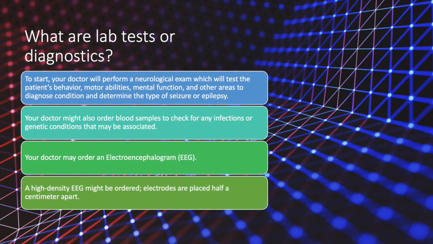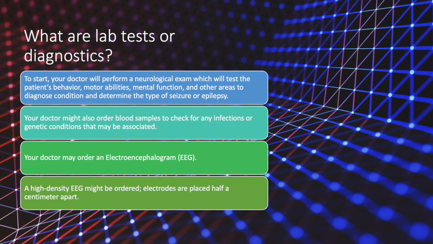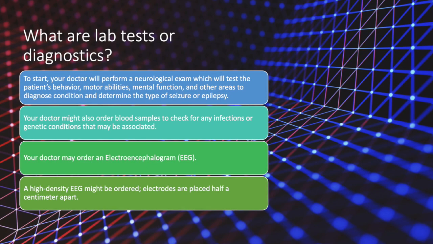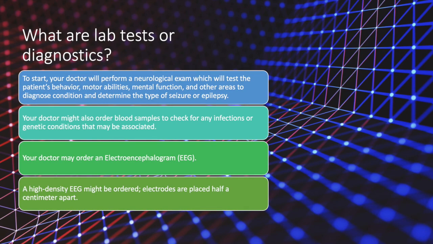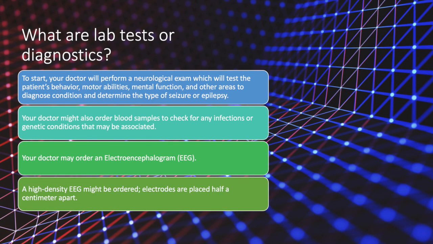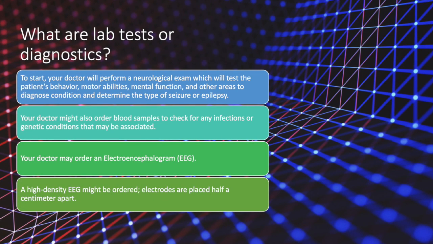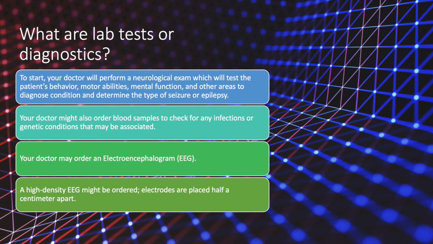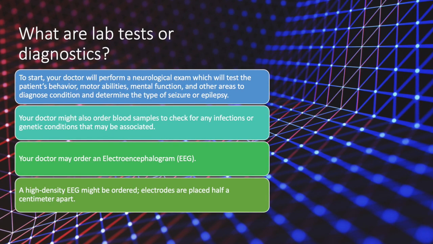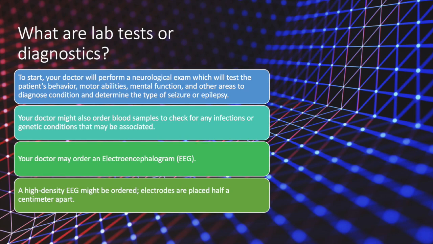What are lab tests or diagnostics? To begin, your doctor will perform a neurological exam, which will test behavior, motor abilities, mental function, and other areas to diagnose condition and determine the type of seizure or possibly epilepsy. Your doctor may also order samples to check for any infectious or genetic conditions that may be associated with the seizures. Your doctor may order to have an EEG performed.